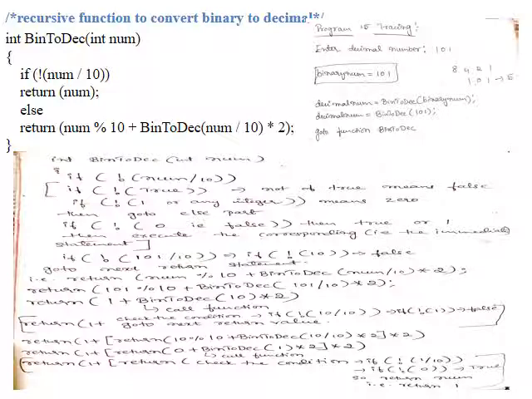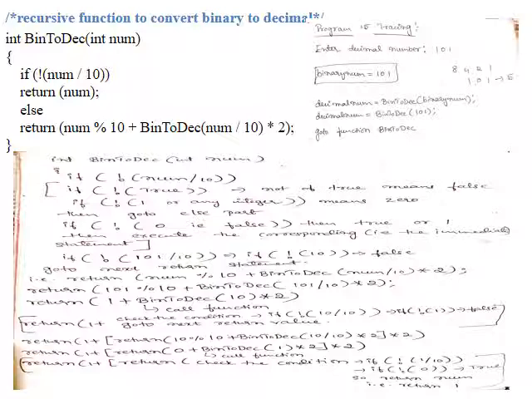So again we need to call the function. Now this is a recursive function. So what are we getting here? Return of 1 plus binary to decimal of 10, into 2. Now again for the function binary to decimal, we need to pass a value num, that is 10. 10 is passed to the binary to decimal function.